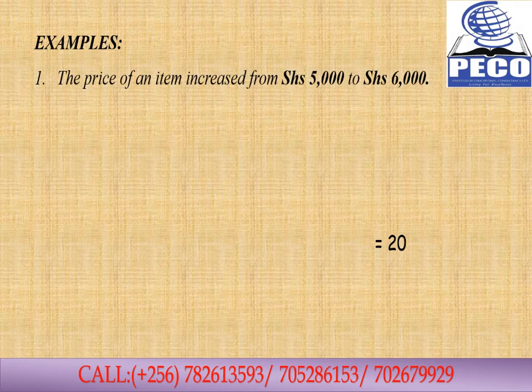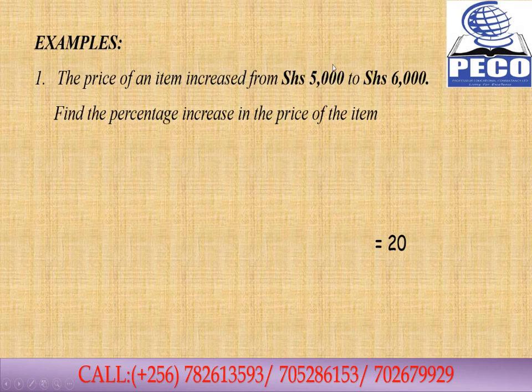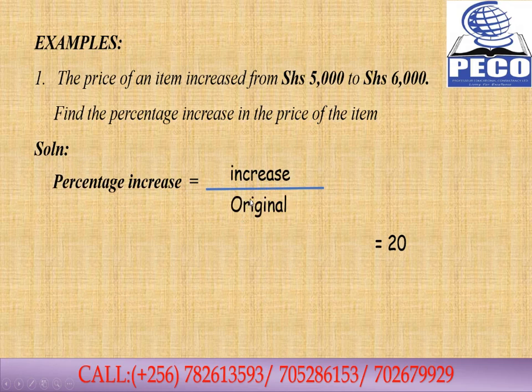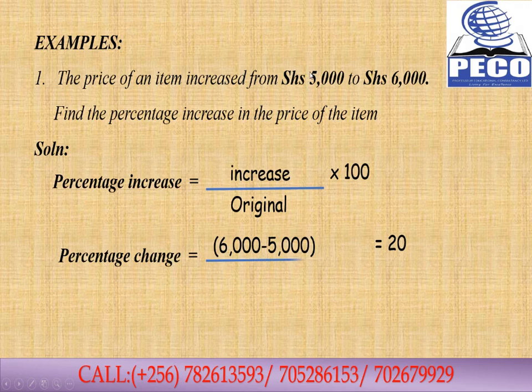Now, having talked about that, can we take some examples? The price of an item increased from 5,000 to 6,000. Find the percentage increase in the price of the item. So initially the price was 5,000. It is now 6,000. The percentage increase would be the increase out of the original value times 100. So in this case, we shall take the 6,000 minus 5,000 out of the original value, which was 5,000, times 100, and that will give us 20%.